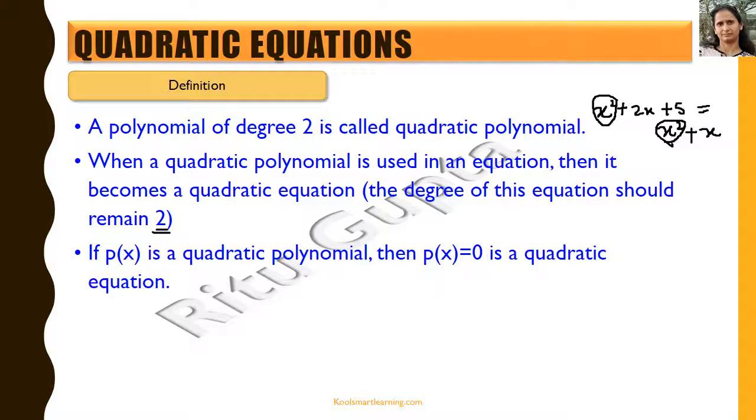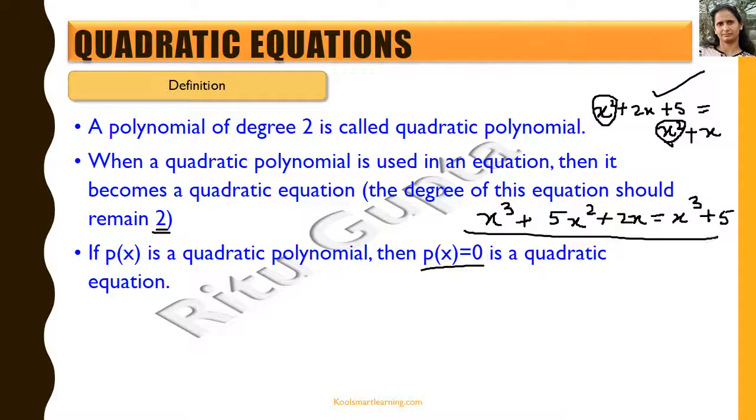So if p(x) is a quadratic polynomial, then p(x) equal to 0 is definitely a quadratic equation. Now supposing we have a cubic polynomial of this type, and this is equated with another cubic polynomial of this type. Now this can actually become a quadratic equation because this cubic component on the right hand side cancels with the cubic component on the left hand side. So this will necessarily become a quadratic equation.